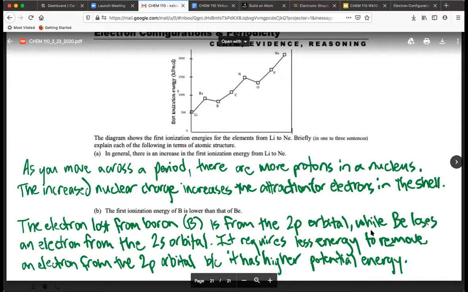Let's think about fluoride for a minute. So go ahead and draw the electron configuration for fluoride. And if we think about that based on our periodic table, what should we see? Go ahead and draw the orbital diagram and the electron configuration for fluoride.